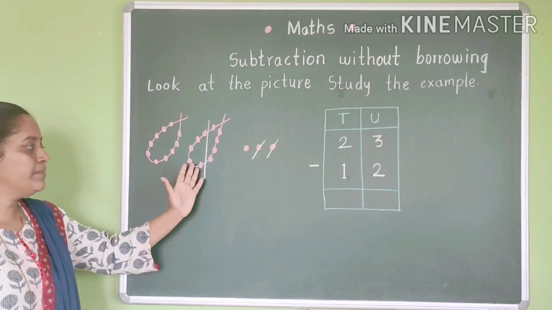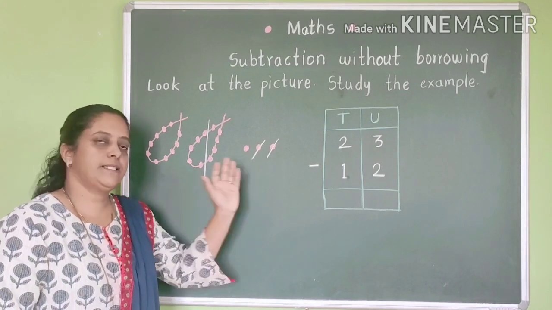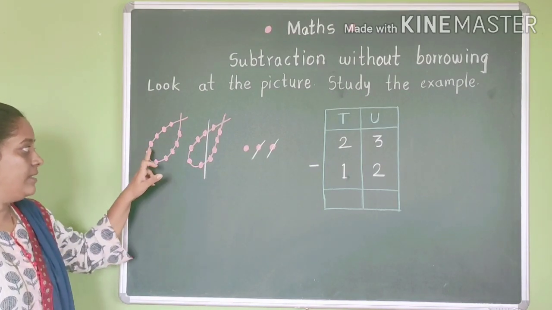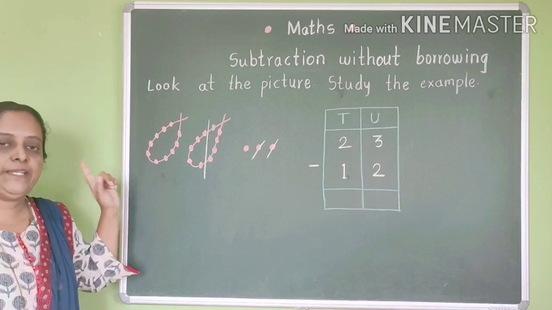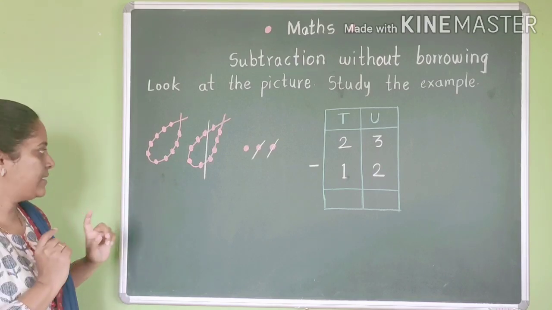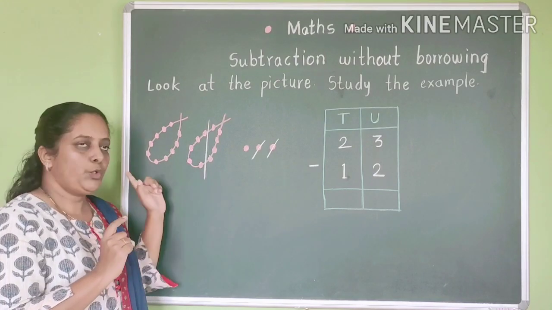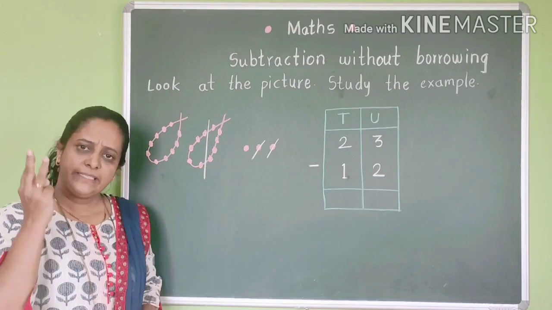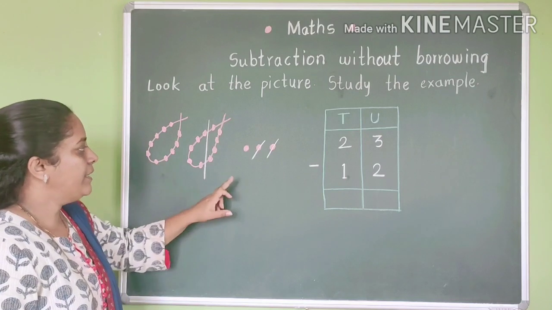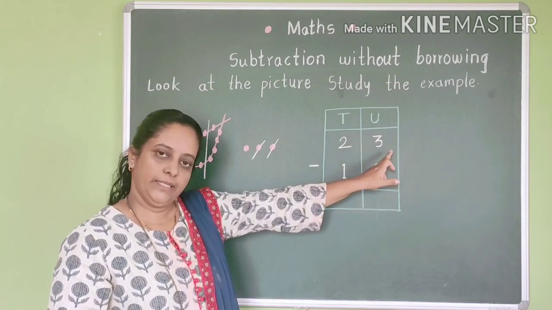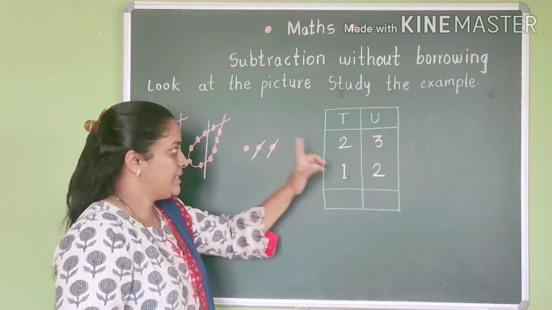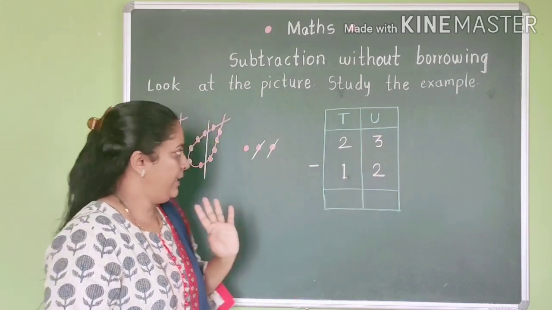Here are some strings of beads and some loose beads. So here this string of beads represents 1 tens. So there are total 2 tens and 3 loose beads means only 3. So the number will be 23. This picture represents the number 23.